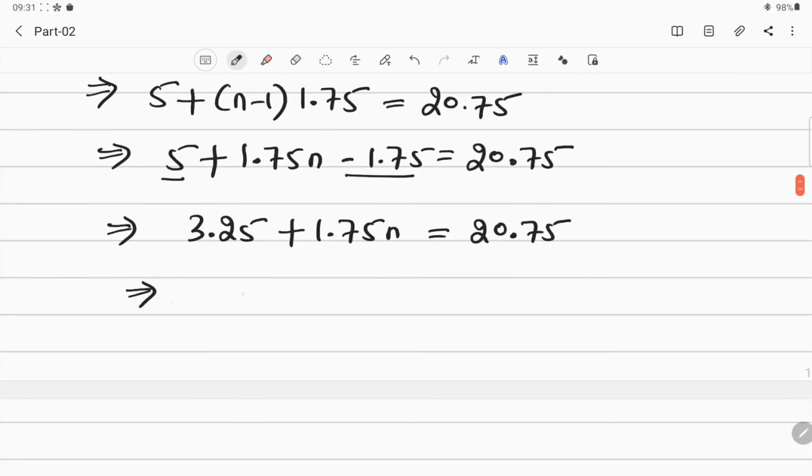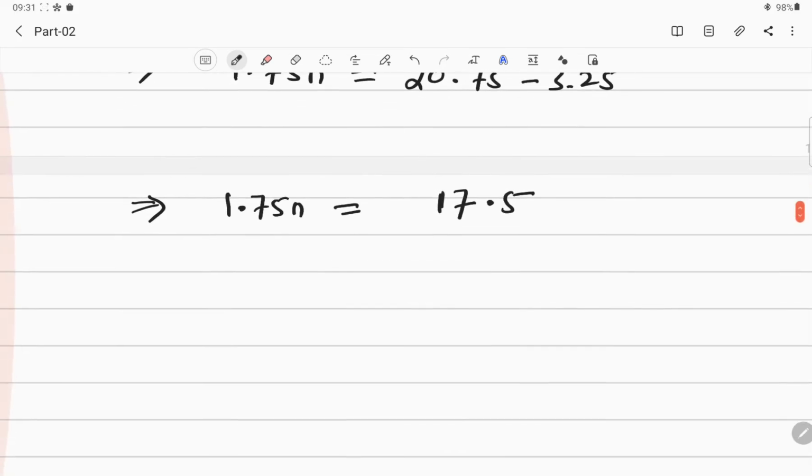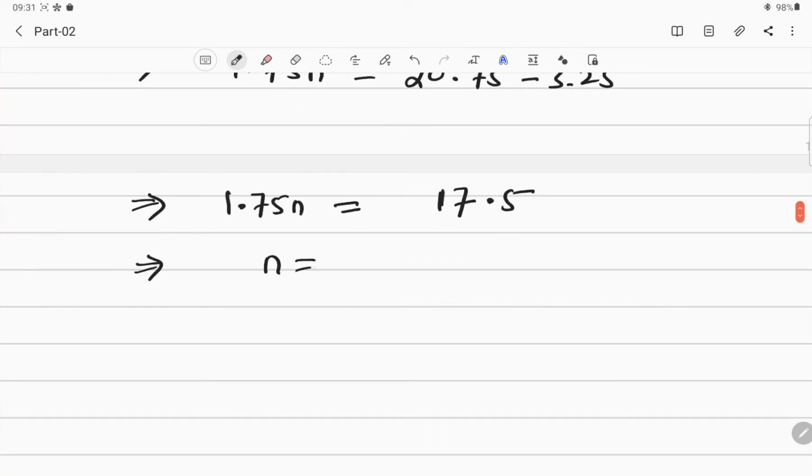Now we have 1.75n is equal to 20.75 minus 3.25. So 1.75n is equal to, how much does it become? 0.75 and 0.25 means 0.5 will remain, and 20 minus 3 is 17. So it becomes n is equal to 17.5 divided by 1.75.